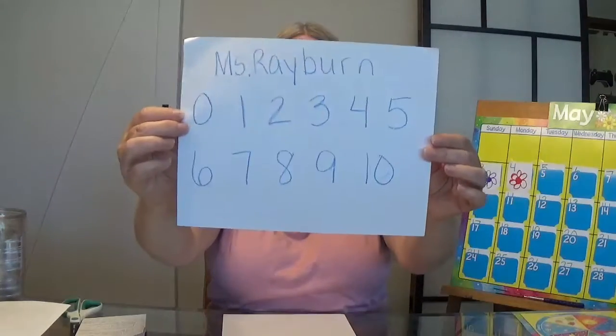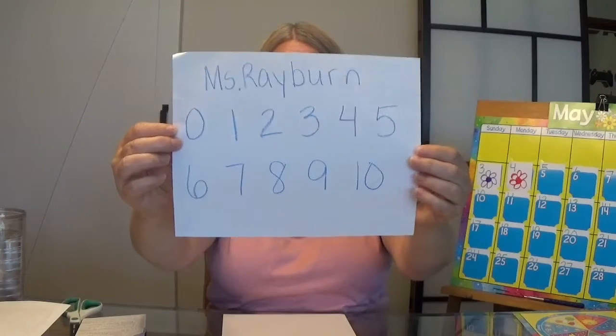A 9, make a loop and make a line. That's the way to make a 9. And to make a 10, you make a 1 and a 0. Boys and girls, make sure you start your numbers at the top.